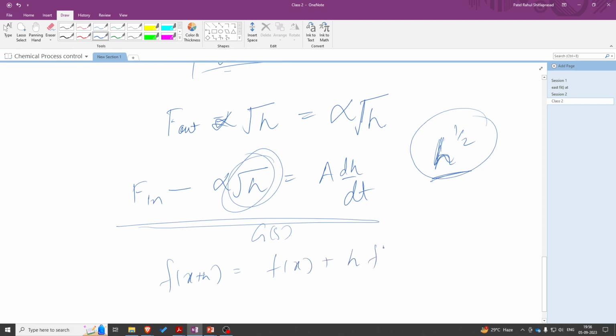We can find the Taylor series approximation, that is f of x plus h is equal to f of x plus h times f dot of x, and similarly we have this. We can use such a Taylor series expansion or other expansion to find the approximation of this term, so that we can convert this non-linear system into a linear system, and once we have this linear system, we can find the Laplace transforms.